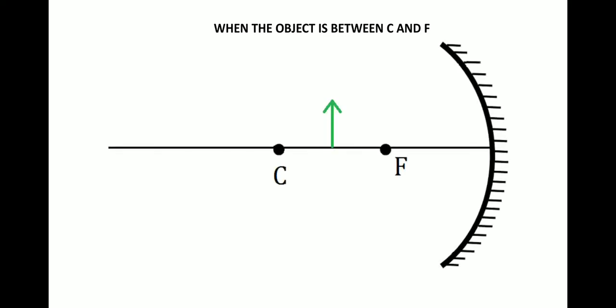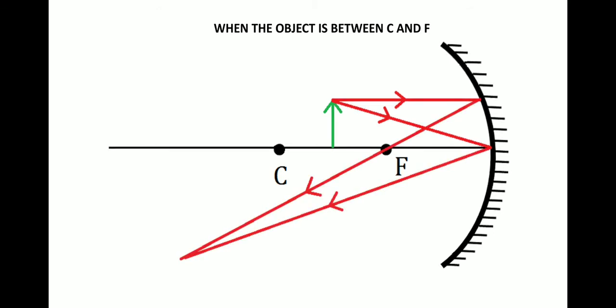Next, when the object is between the center of curvature and focus, the object is coming closer towards the mirror, and the image is moving away from the mirror. Again, over here a parallel beam of light is going to pass through the focus, and another beam of light is incident at the pole. The parallel beam of light will pass through the focus after reflection, and the light which is incident at the pole will reflect making the angle of incidence and the angle of reflection equal. So they meet at this point.